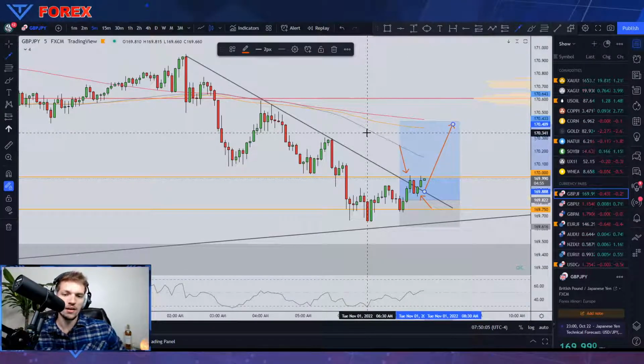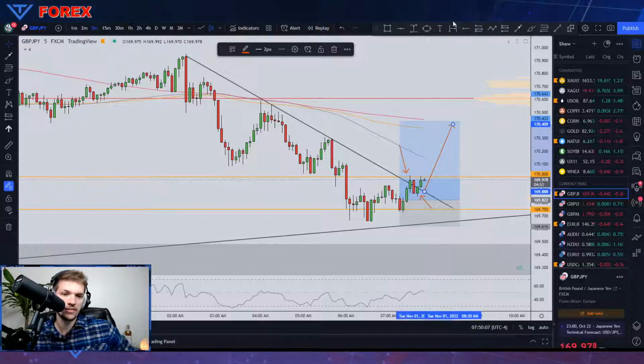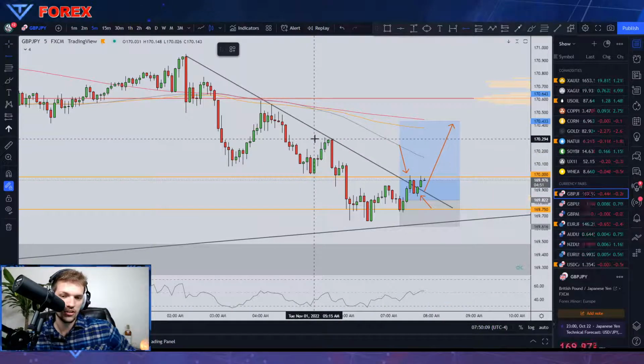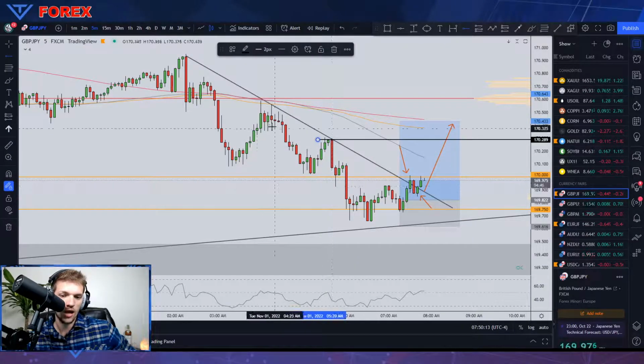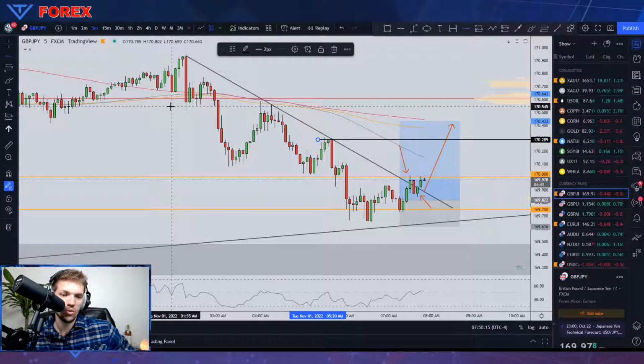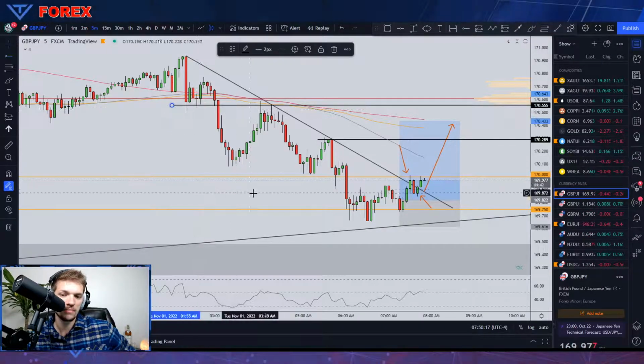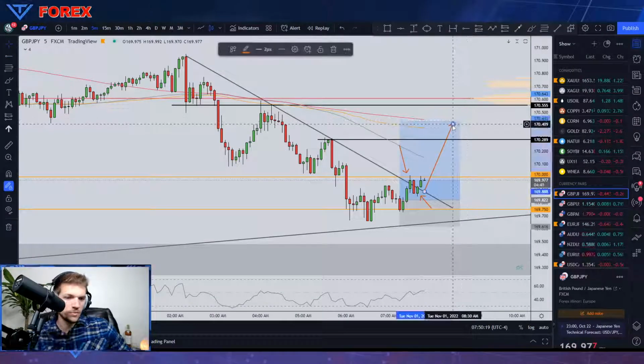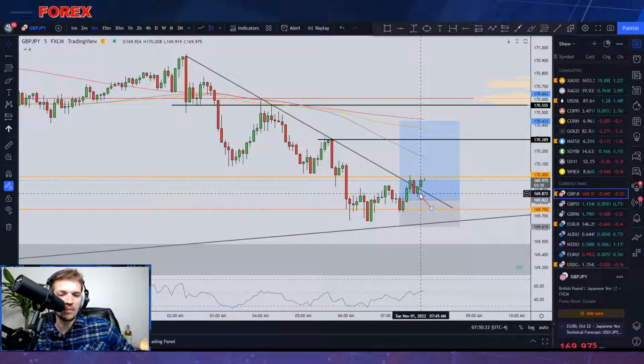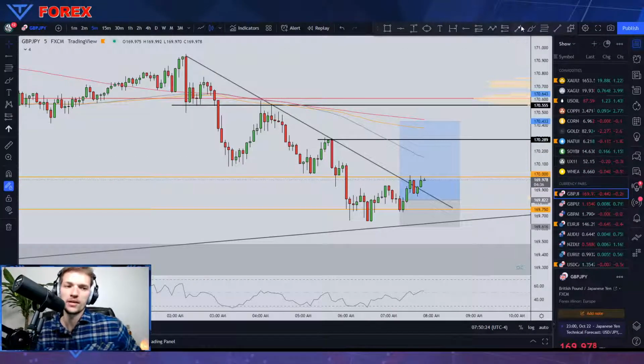So now the way to trade this is keep an eye on the areas of intersection, right? So keep an eye on 170, let's say 290. Next area is going to be 175.50. So these are going to be the next two targets to keep an eye on if we're going to play this trend line break here.